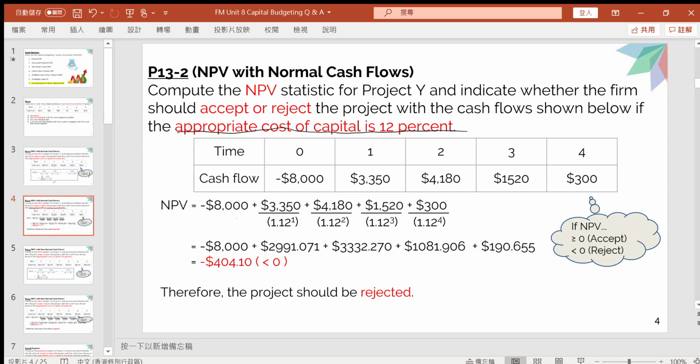Okay, we will discount all the cash flows and add them up with the cash outflow in period 0. Okay, finally we find that we have a negative 404.1, which is smaller than 0. According to the benchmark decision, we should reject.